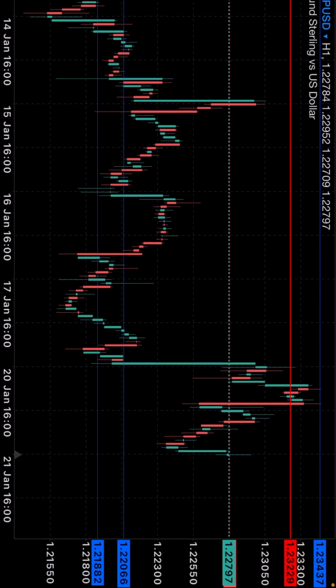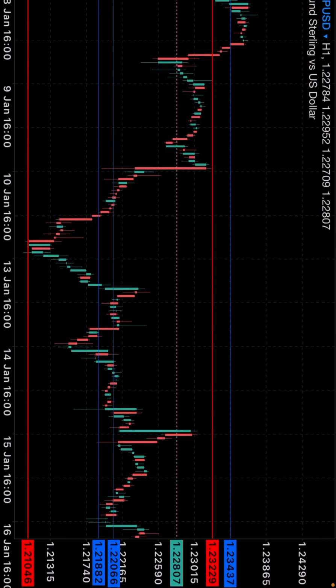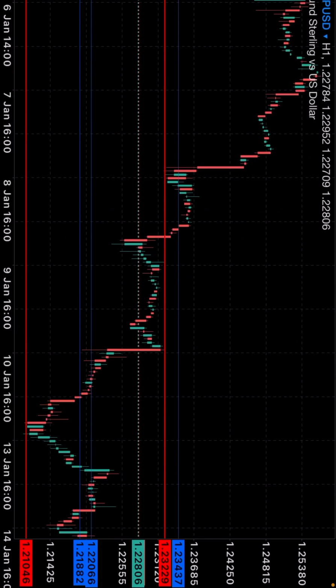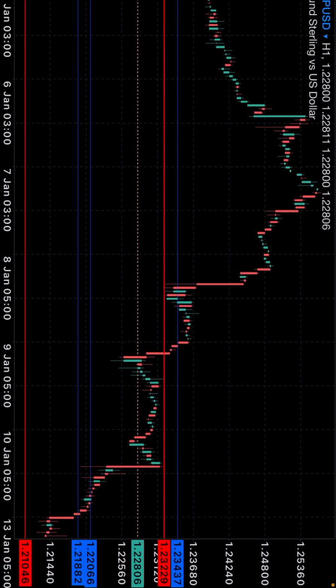So looking at the 1 hour right now, we can see that if we analyze this, our last lower high, because again we're in a downtrend from December, right?